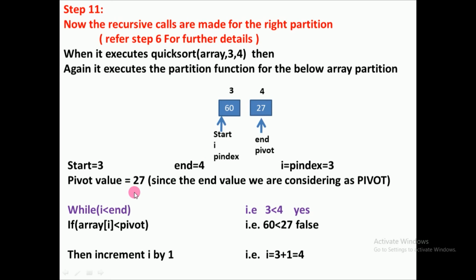Again it takes the while loop. While I less than end, that is 3 less than 4, yes. If array of I less than pivot, that is 60 less than 27, no. Then it will not take the if part, directly it comes out and increments I by 1, that is I is equal to 3 plus 1, that is equal to 4.